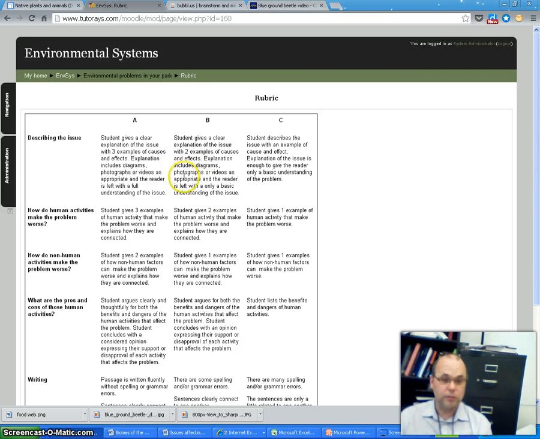And a C. So remember, you're also going to tell me how people made this worse. Here's what you do. Give me examples of human activity that make the problem worse and explain how they're connected. How do non-human activities make the problem worse? Give some examples and explain. If you can't find any at all, if it's just down to what people are doing, then say so.